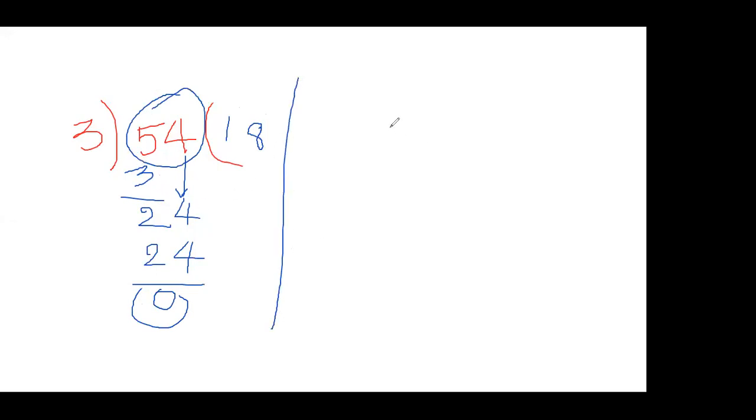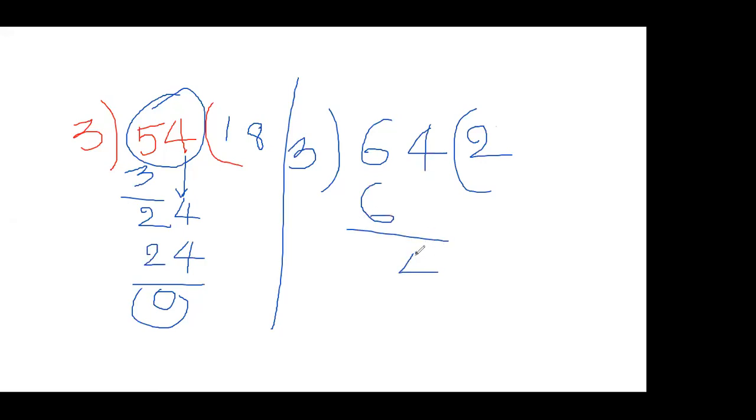Now similarly, can you tell me, is 64 divisible in 3 table or not? Now check. 3 2s are 6. Here 0, 4. 3 1s are 3. Remainder is 1. 64 is not divisible in 3 table.